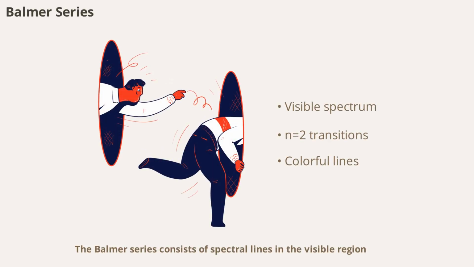The Balmer series consists of spectral lines in the visible region, produced when electrons in hydrogen atoms fall to the second energy level. These lines are responsible for the characteristic colors seen in hydrogen's emission spectrum. The Balmer series was historically significant, as it was observed before the development of quantum theory and later explained by Bohr's model. It remains a classic example of how atomic structure determines the light emitted by an element.